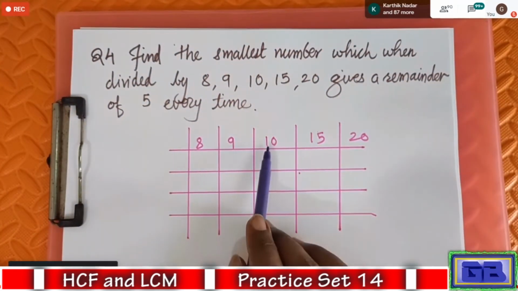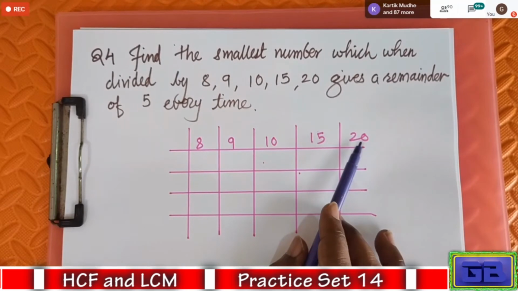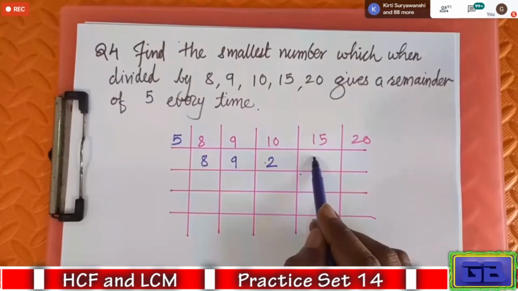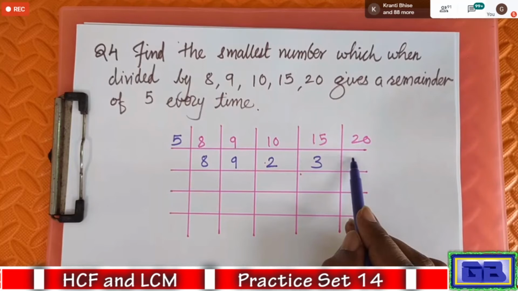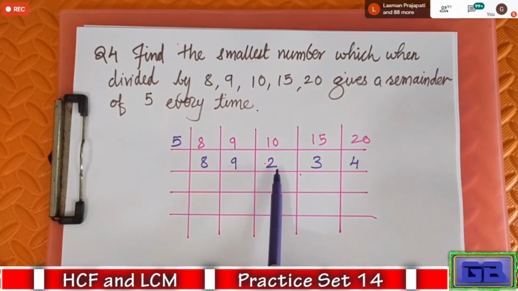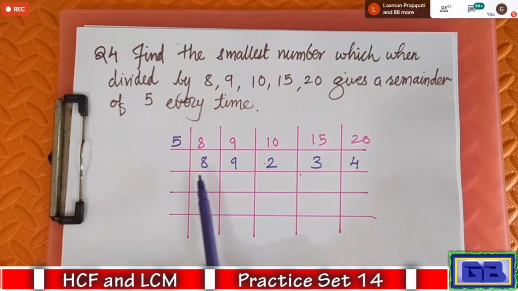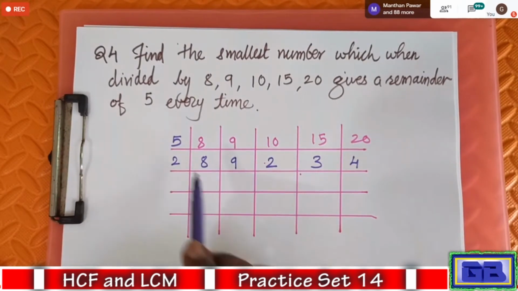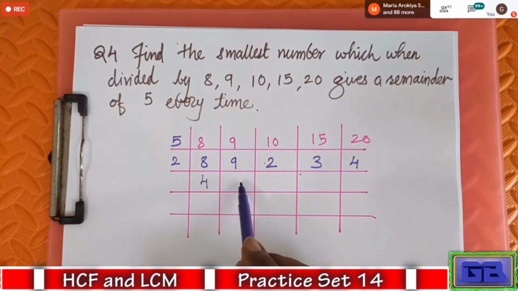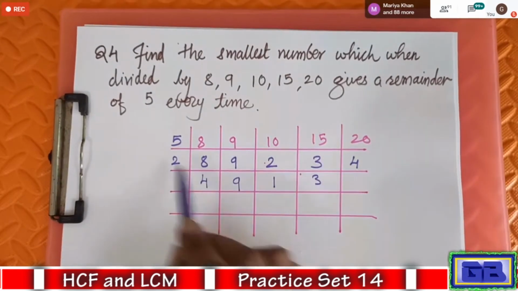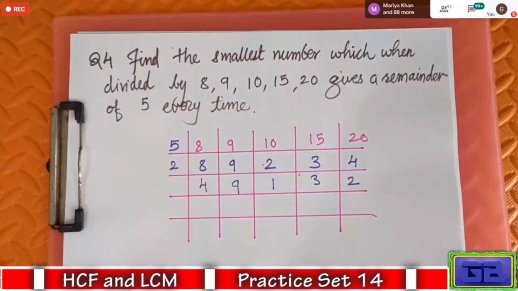Now see, 10, 15 and 20 are divisible by 5. So I will take first 5. 8 will take down as it is, 9 also. 5 twos are 10, 5 threes are 15 and 5 fours are 20. Now 8, 2 and 4 are divisible by 2. So I will take here 2 as a common. This 9 and 3 will take later. 2 fours are 8, 9 as it is, 2 ones are 2. This 3 also as it is, 2 twos are 4.